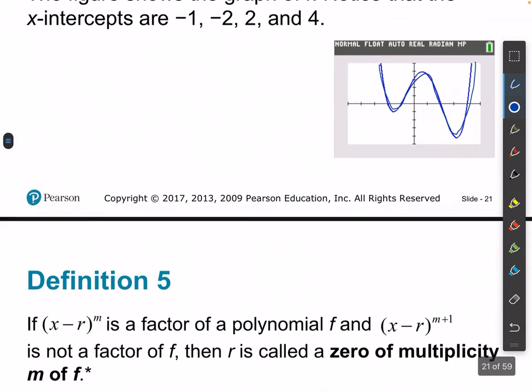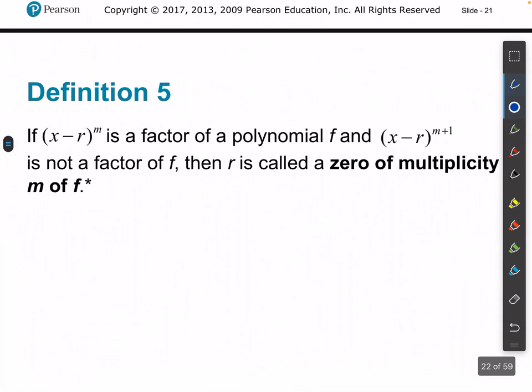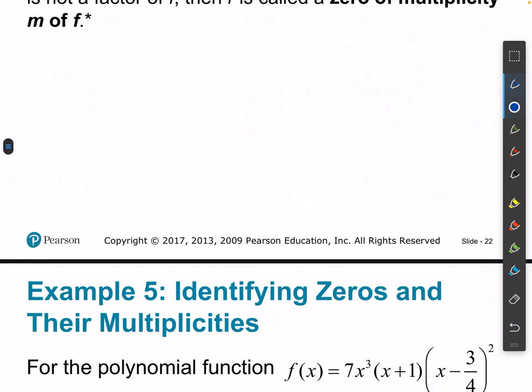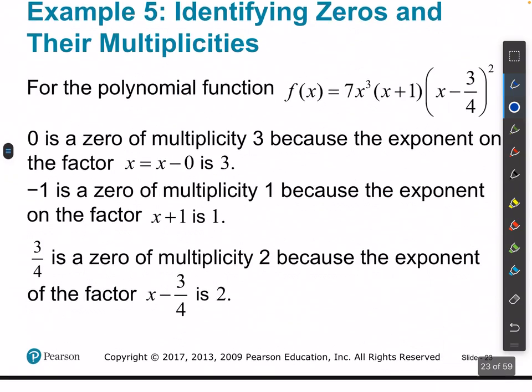Using the zeros to come up with a polynomial. Definition 5. If x minus r to the m is a factor of a polynomial f and x minus r to the m plus 1 is not a factor, then r is called a zero of multiplicity m of f. All right, what does that mean? Let's take a look here.